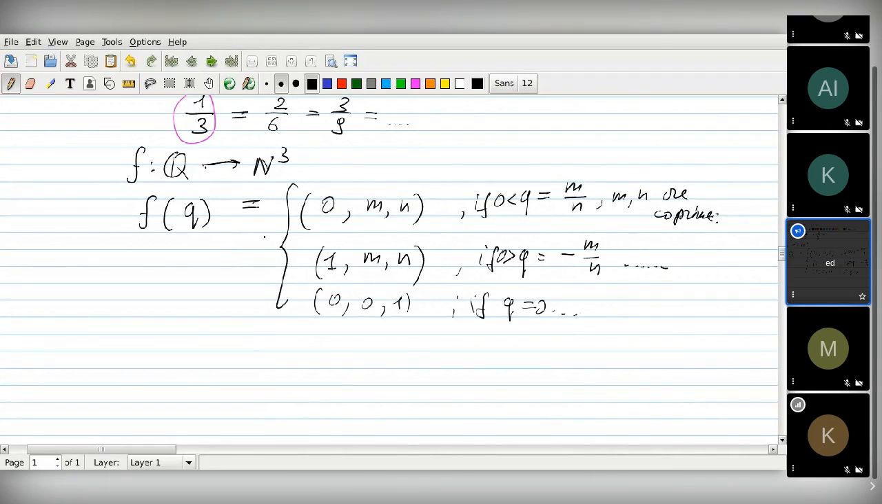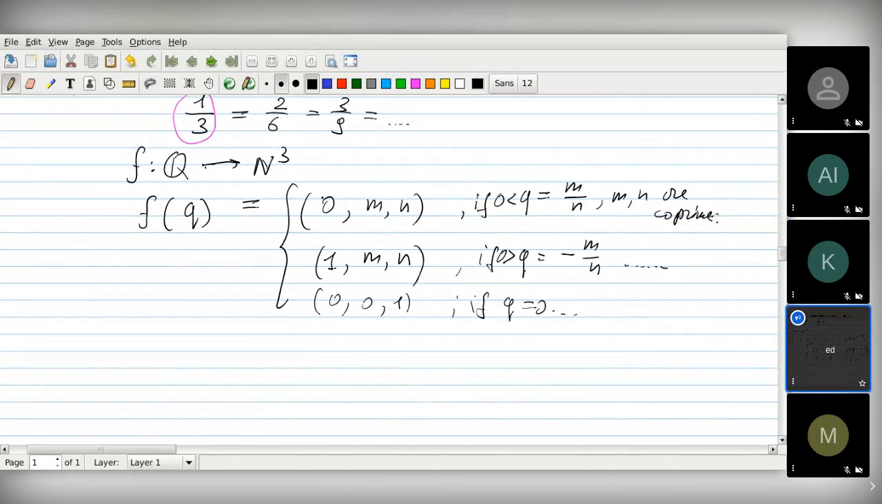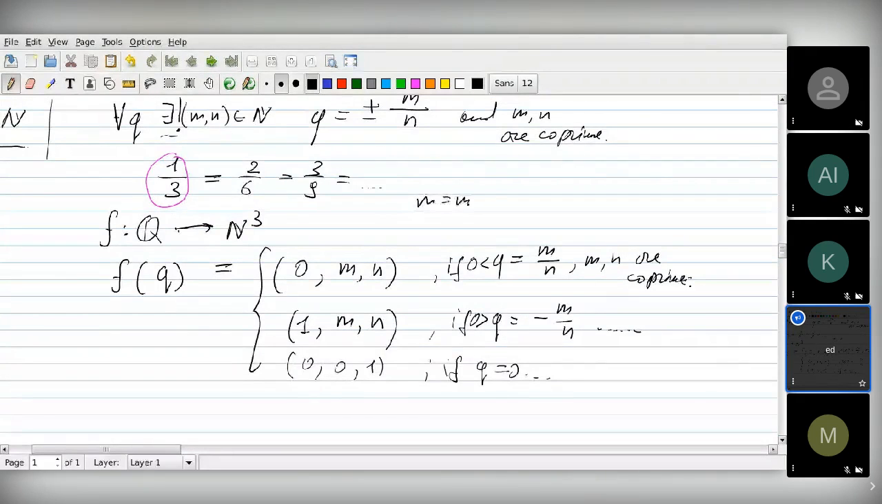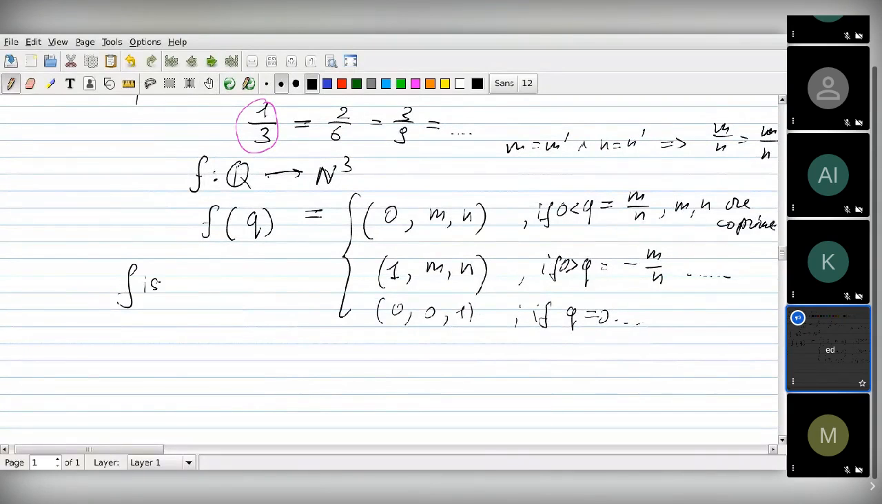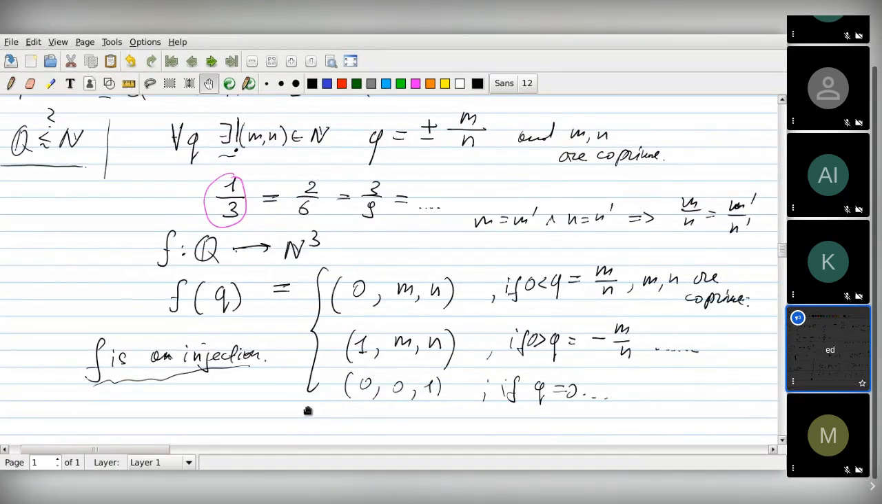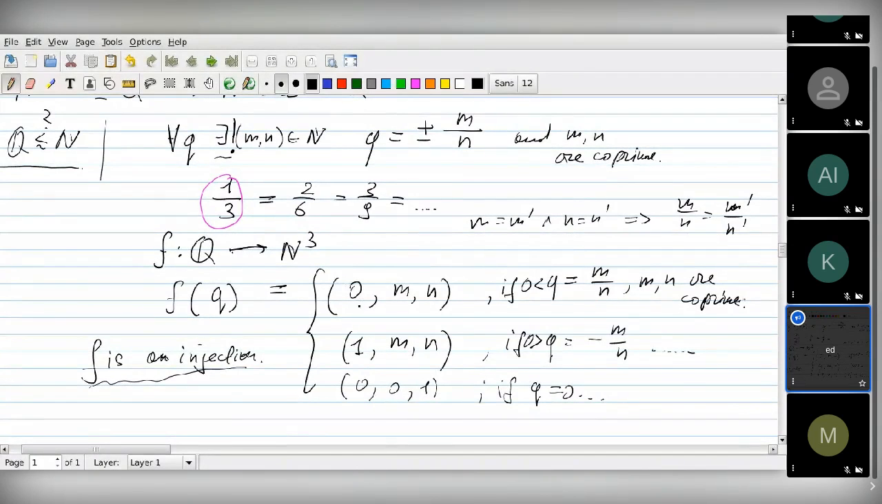Is it injective? Of course it is. If m and n are the same, of course the fractions are the same. Of course, if m equals m prime and n equals n prime, then m over n equals m prime over n prime. So this is an injection. Is it clear? Yes. So we don't want to be frugal. We reserve a natural number for the sign.